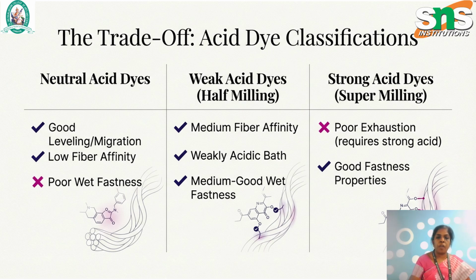These are the three different types of acid dyes, which we classify based on their properties. First one is neutral acid dye, second one is weak acid dyes, third one is strong acid dyes. Neutral acid dyes have good leveling properties. The fiber affinity is very low, and hence we can expect even shades, but the wet fastness is poor. Weak acid dyes are called half milling dyes. Here the fiber affinity is medium, with a weakly acidic bath, and medium to good wet fastness. In the case of strong acid dyes, there is poor exhaustion. They require more acid, strong acid, but have good fastness properties.